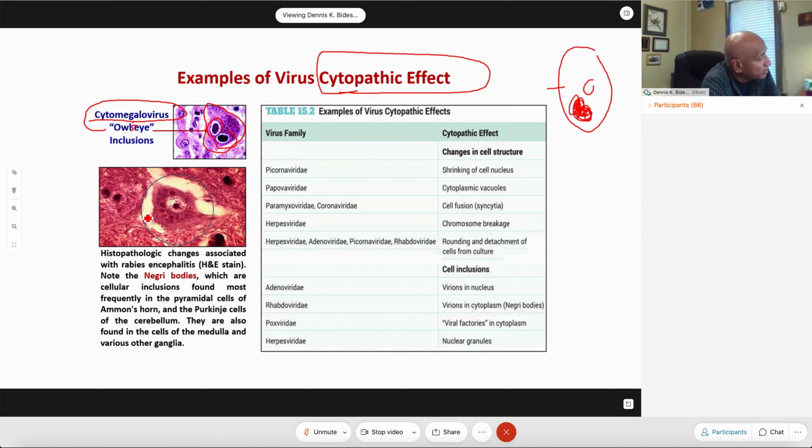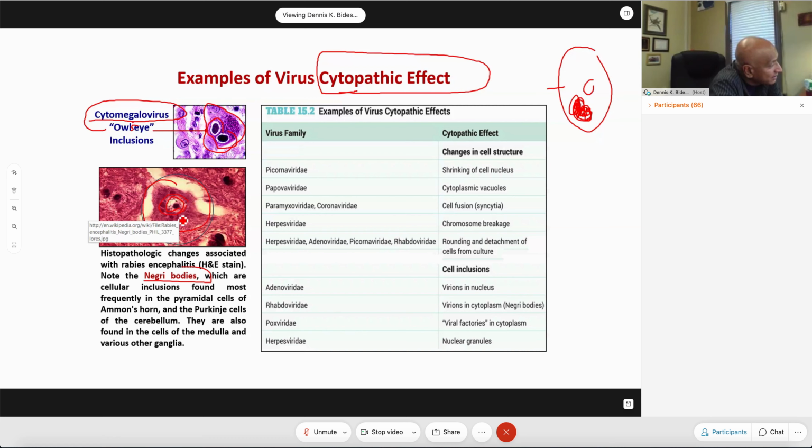Another cytopathic effect that you see is something called a Negri body. These are these dark staining bodies in neurons. So if you've taken 153, you probably talked about the structure of a neuron. We have the axons, then we have the soma. This is the body of the neuron. This is the nucleus, all right?